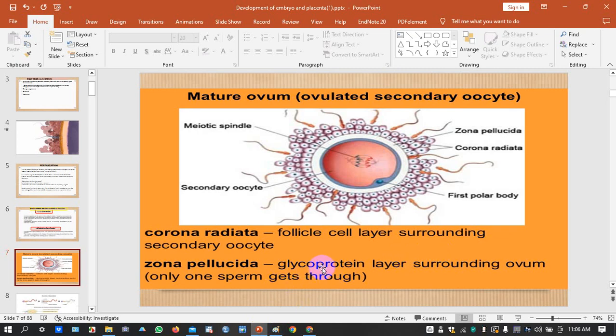Zona pellucida is a glycoprotein layer surrounding the ovum. So this is the zona pellucida. It's composed of glycoprotein. This white boundary is composed of glycoprotein. I know I taught you glycoprotein.